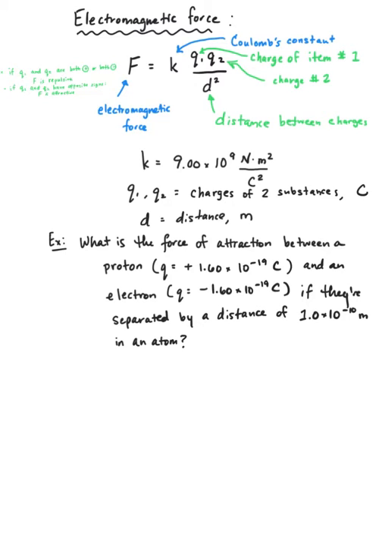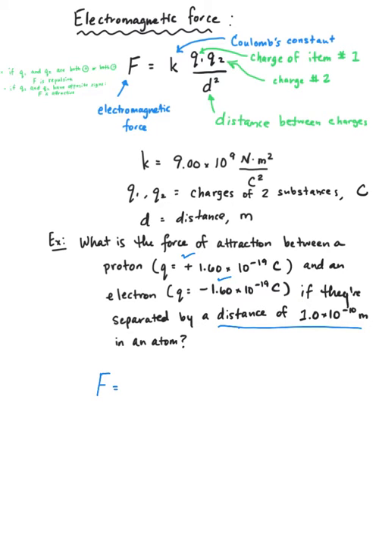We need Q1 and Q2. We've got one Q, another Q. We need a distance. We've got that here. And we need our Coulomb constant, K, which is given above.